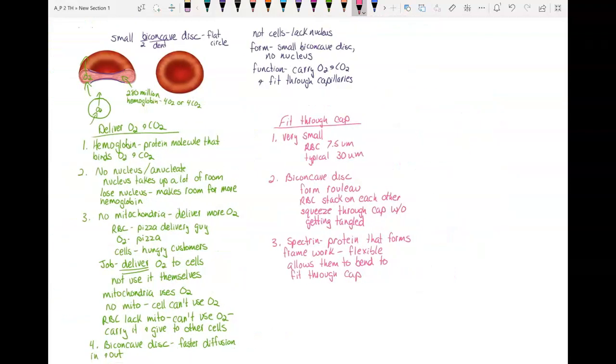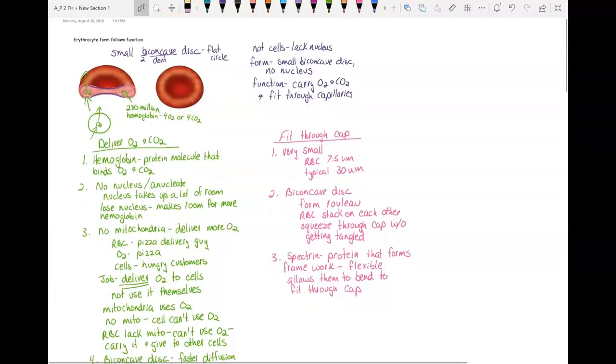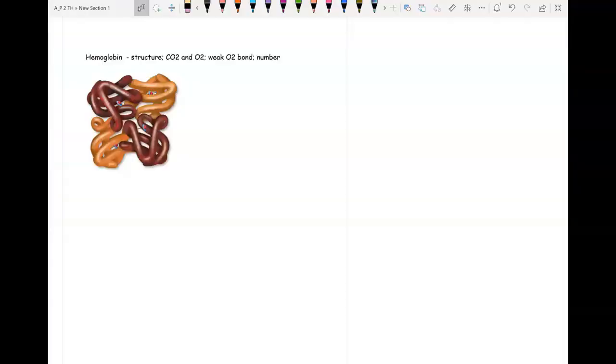All right, so there are the main features of a red blood cell and how those features help it do its job. So now we can move into a little more detail of the red blood cell and look at the hemoglobin that's inside of it. So remember, you have 280 million hemoglobins inside each erythrocyte.